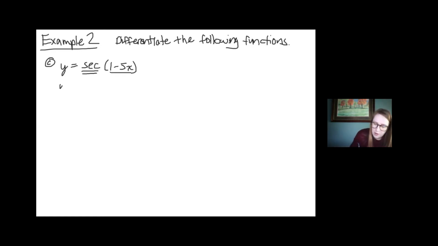So when we take the derivative, y prime, we take the derivative of the outside function. So the derivative of secant is actually secant times tangent. So this becomes secant of 1 minus 5x, tangent of 1 minus 5x. Then we have to take the derivative of 1 minus 5x, and that gets multiplied. The derivative of 1 is 0, and the derivative of negative 5x is negative 5.